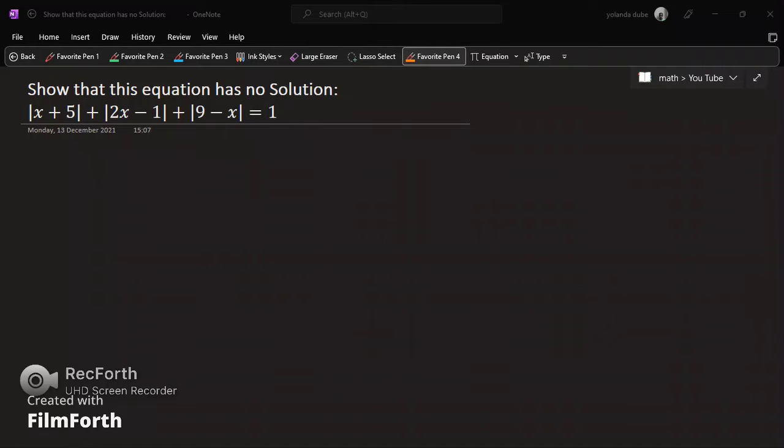So to solve this problem, we're going to make use of the triangle inequality and see what information we can achieve if we play around with the triangle inequality, especially for the absolute functions that are given. So what we're going to do now is recall the triangle inequality.